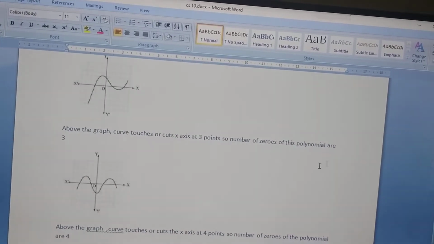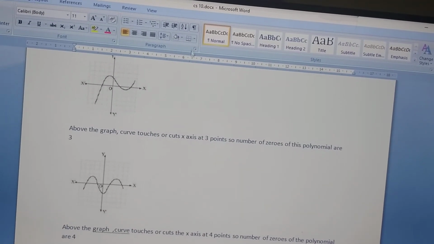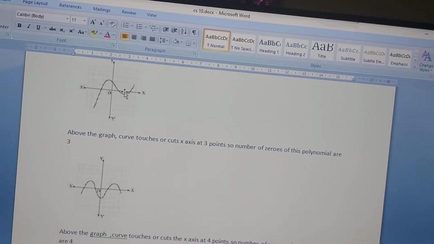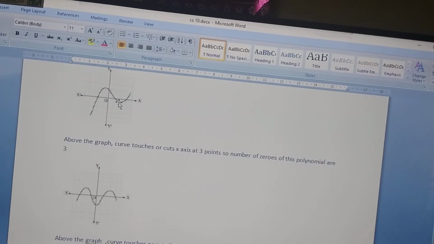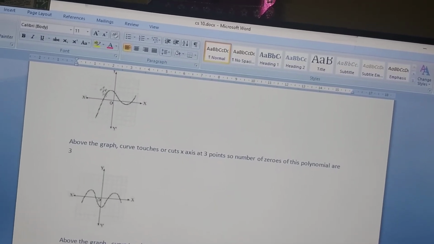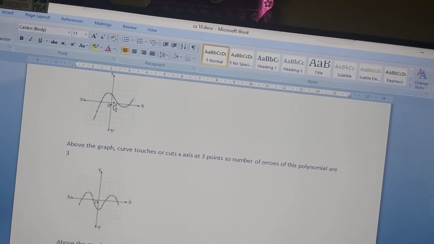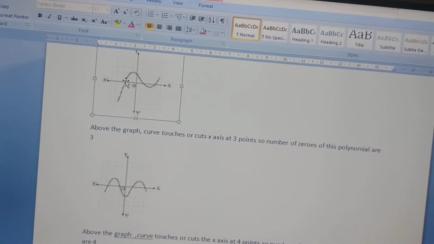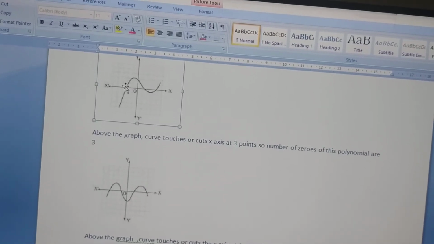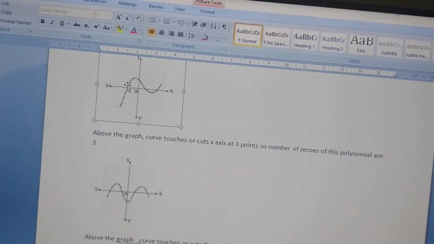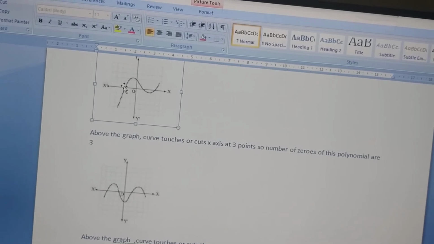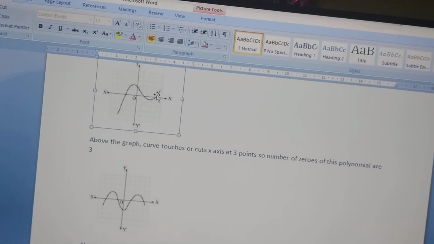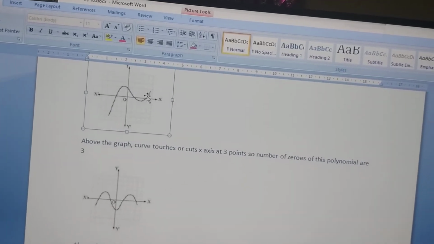Another example, by seeing this graph, it is a curve. It touches the x-axis. This is the first point. Second point. So here the curve of the graph touches the x-axis at 3 points. This one is the first point, second point, third point. So we get the number of zeros of this polynomial as 3.